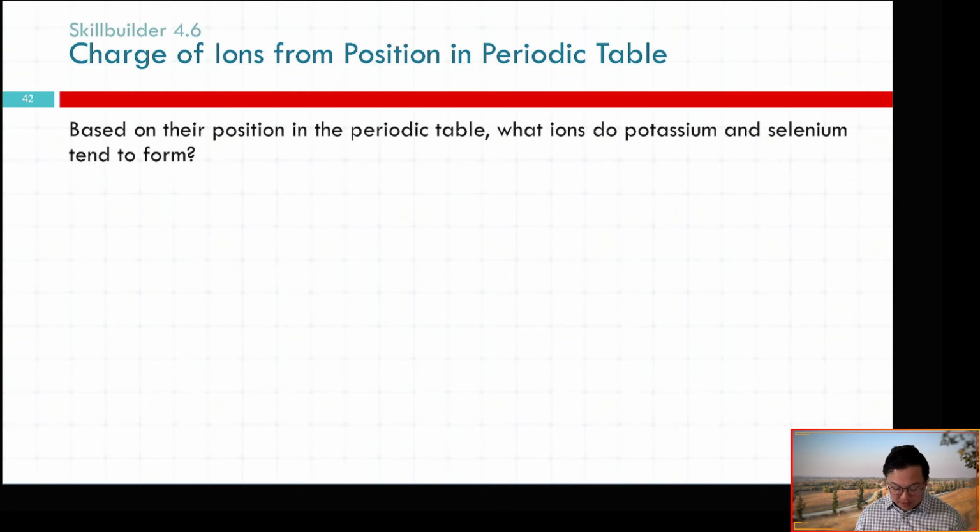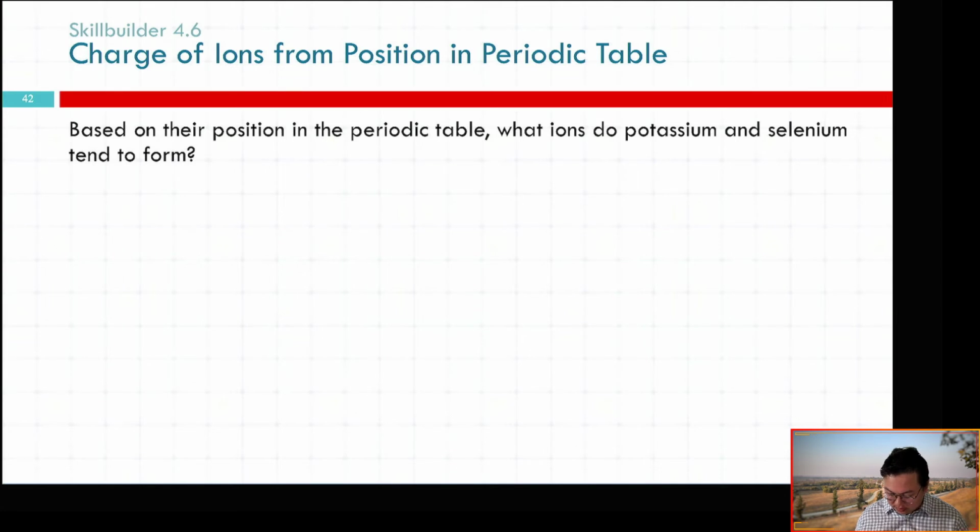Okay, so based on their position in the periodic table, what ions do potassium and selenium tend to form? Take a minute and think about it. Think about where potassium and selenium might be. If you can go ahead and try and find them, I'm going to find them on my periodic table. Well, I know where they are, but take a minute and try and find them on your periodic table as practice.